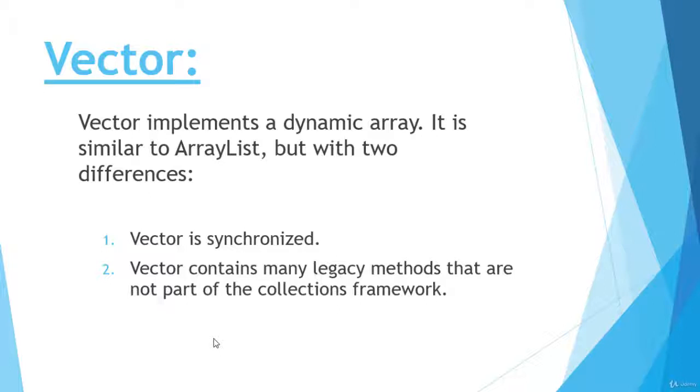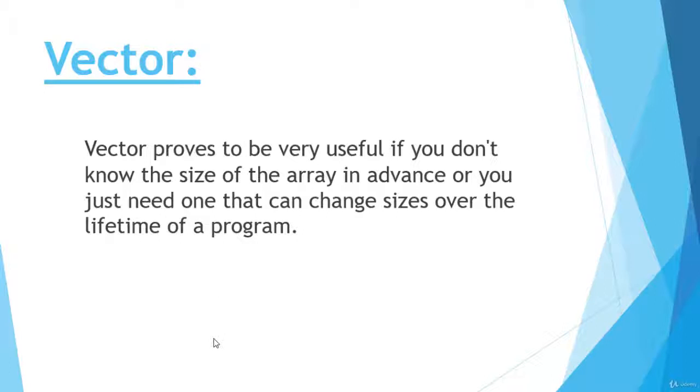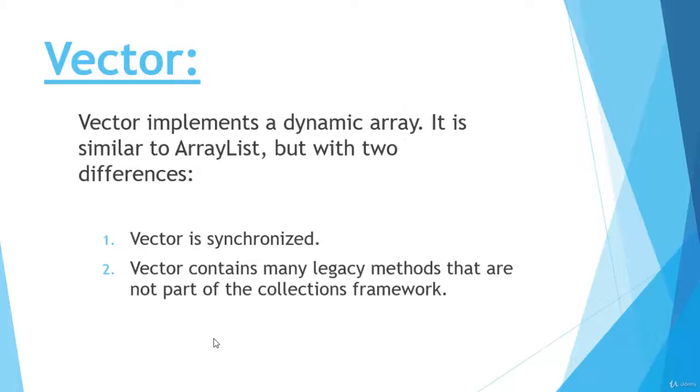So vector is synchronized. Next, vector proves to be very helpful if you don't know the size of the array in advance, or you just need one that can change its size over the lifetime of the program. If you don't know the size of the array list in advance, then in the vector class, the size will automatically be decided at the runtime of the program. So vector is just like the array list, but there are two differences: vector is synchronized, and there are legacy methods that are not part of the collection framework.